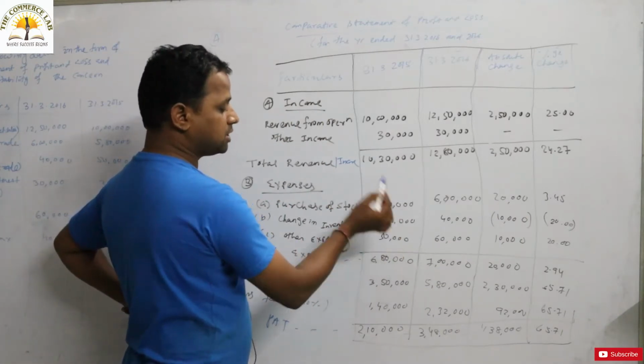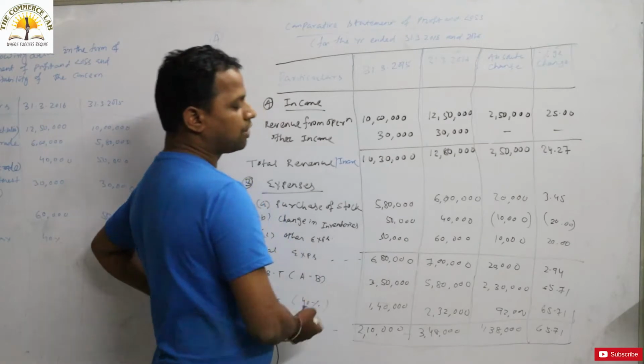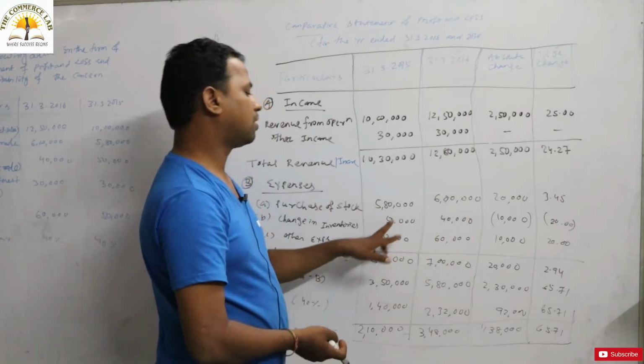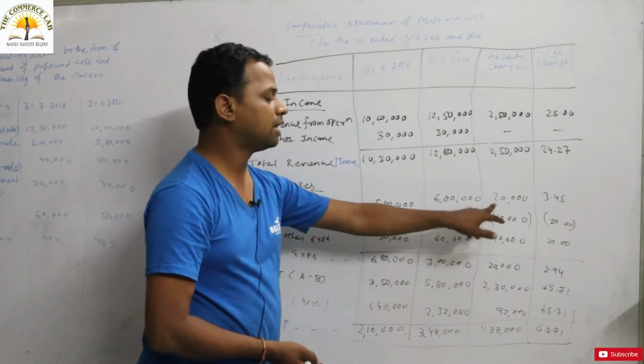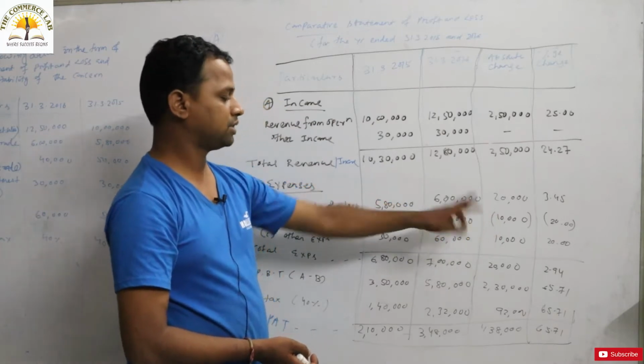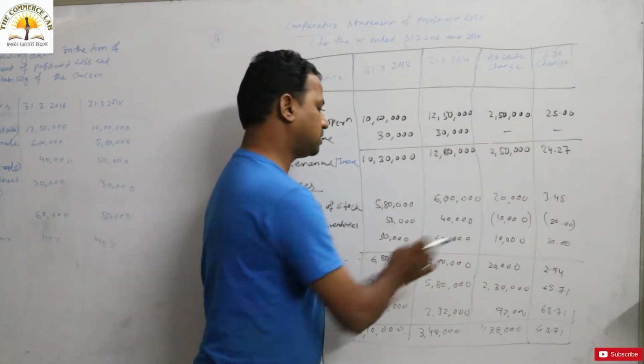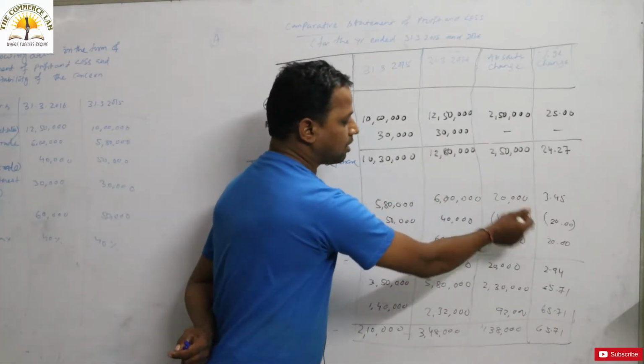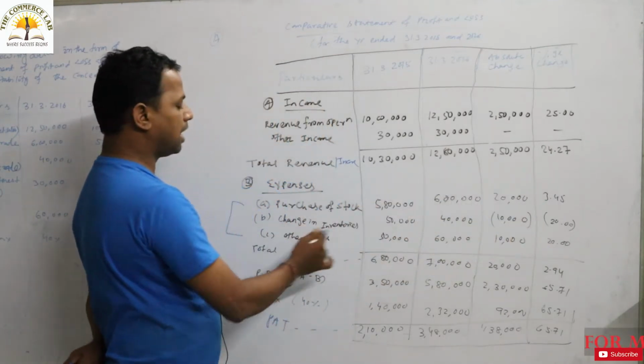How much is the change in inventory? The previous year is 50,000. Now the current year is 40,000. That is reduced, 50,000 to 40,000. That is reduced, so that's why it is in brackets. 10,000 is reduced. So how much is the percentage? The change by original into 100. There is around 20% decrease in the inventory.